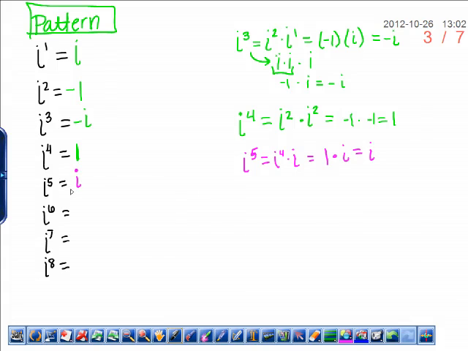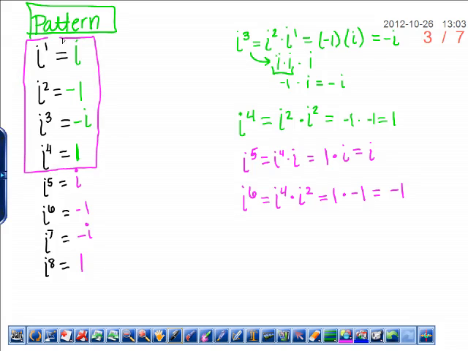i to the sixth would be i to the fourth times i squared. What's i to the fourth? 1. What's i squared? So what's i to the sixth? Negative 1. What do you think i to the seventh is going to be? Negative i. And what about i to the eighth? 1. Here is your pattern. You need to memorize these 4. Okay? This is the pattern, and it repeats every 4th term.